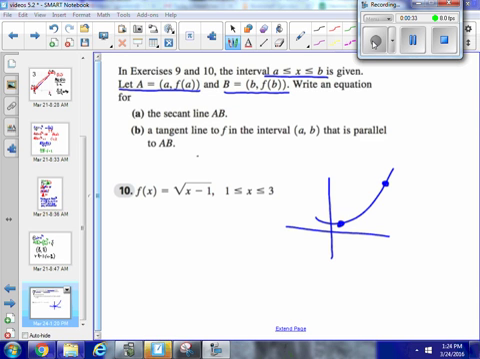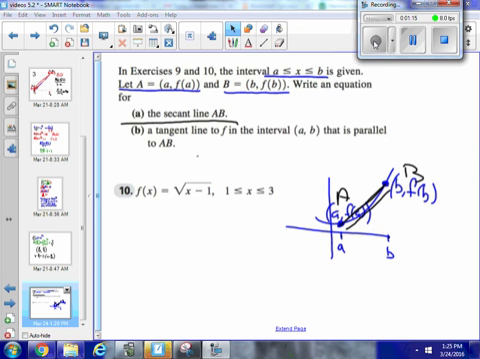This is A, that's B, x values. This is A, comma, f of A, and this is B, comma, f of B. And I'm asked to find the secant line AB. So this is point A, and this is point B, and the secant line is that line that connects them right there. And I want to find a tangent to the function in this interval A to B that is parallel to that secant line.